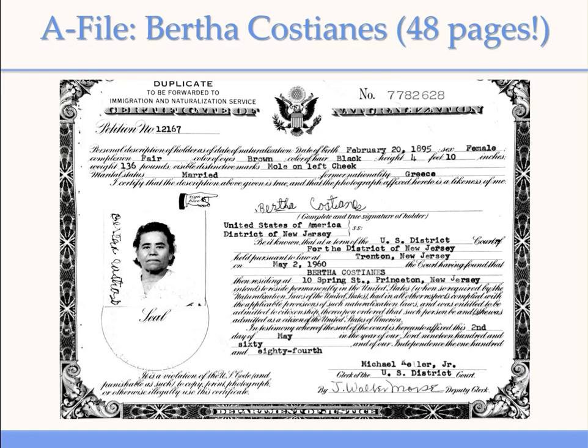This is a duplicate document that the US government put in her alien registration file. Let's look at this form. Bertha here, under the beginning, where she's listing her names, gives us 3 names that she was known as in this country: Bertha Manos, Bertha Costianes, and Bertha Costas. None of those are her maiden name.